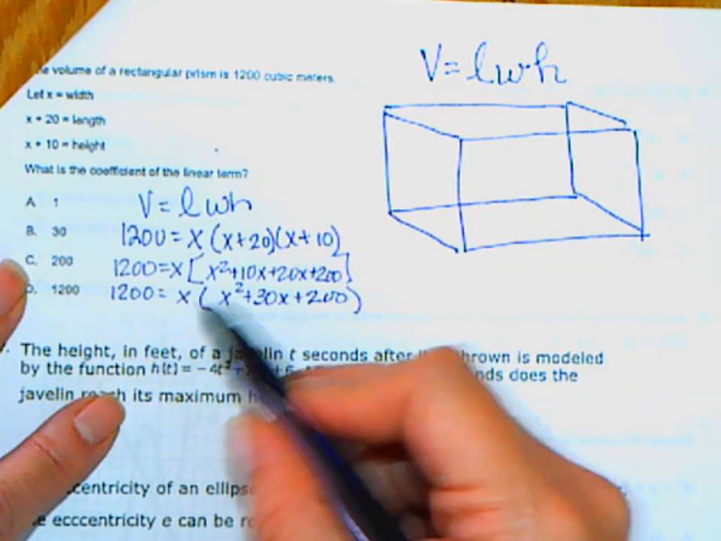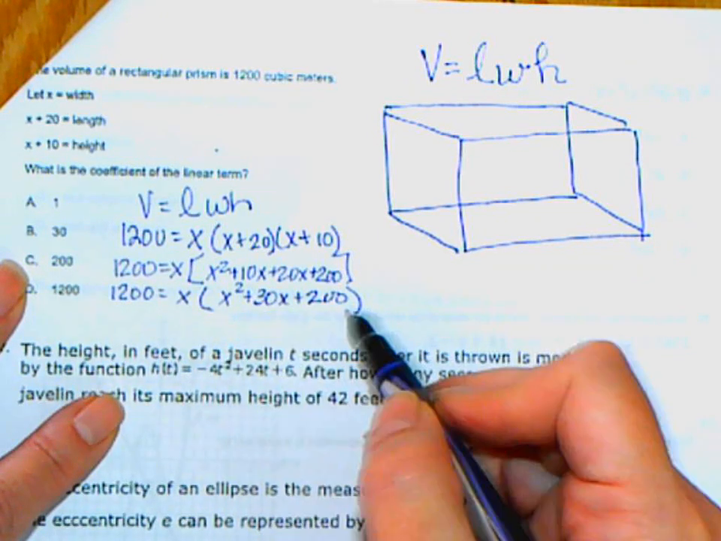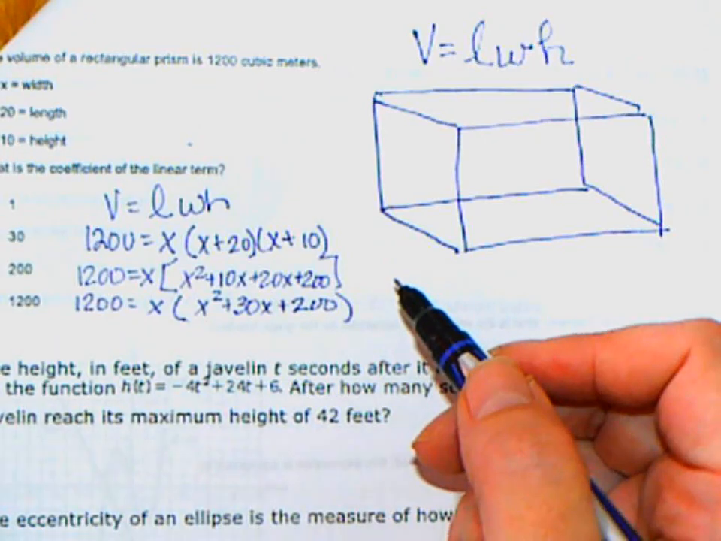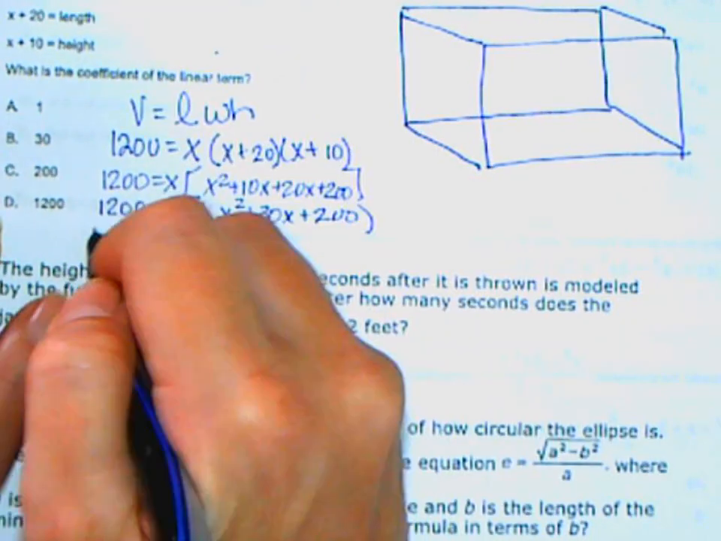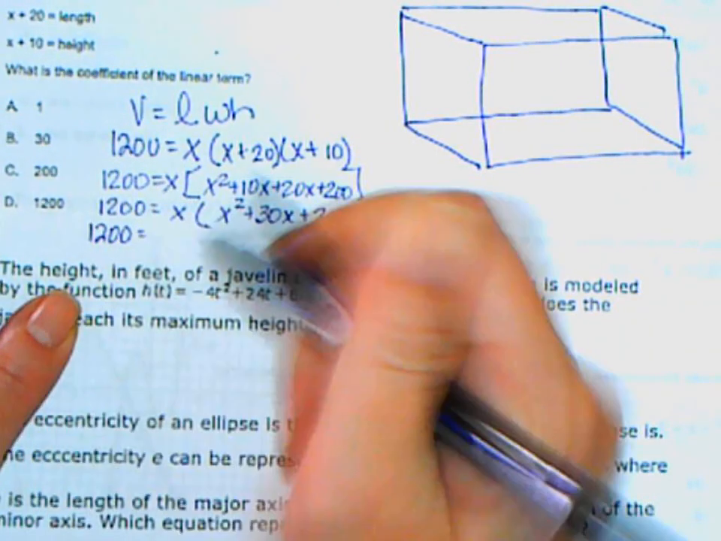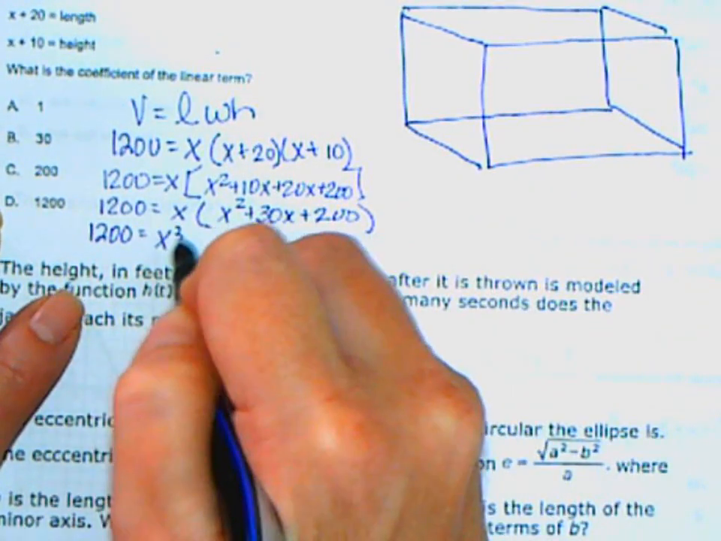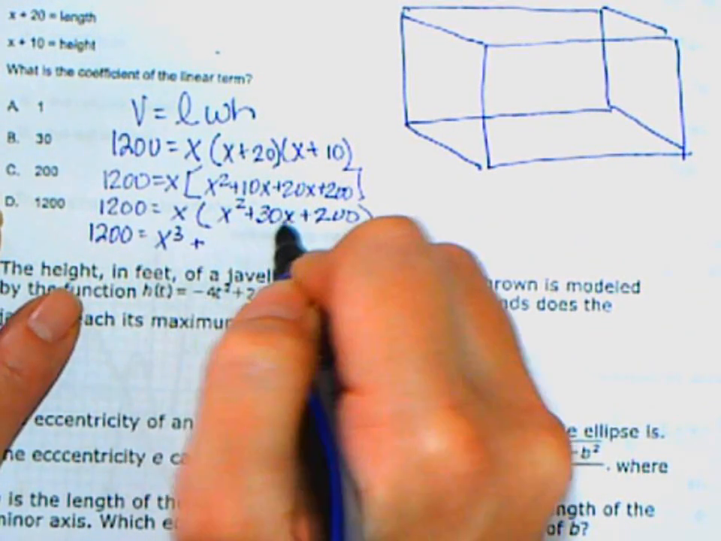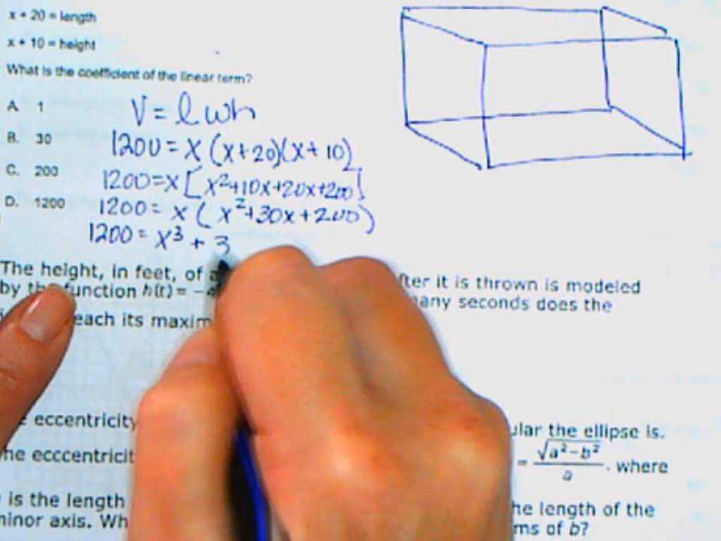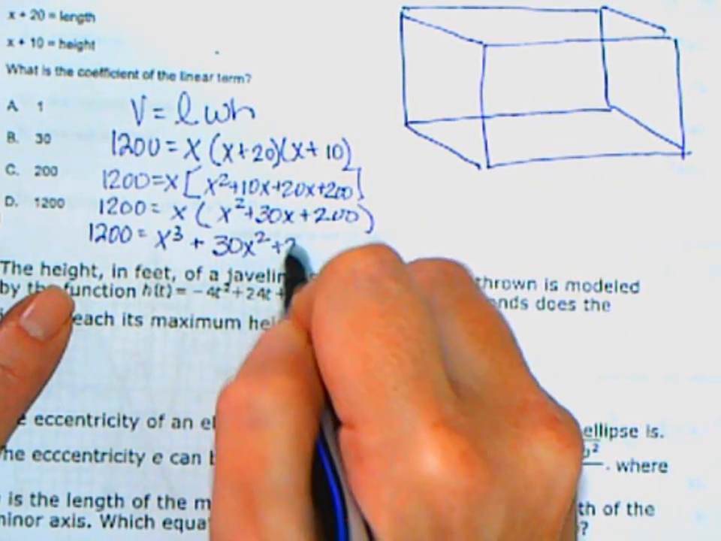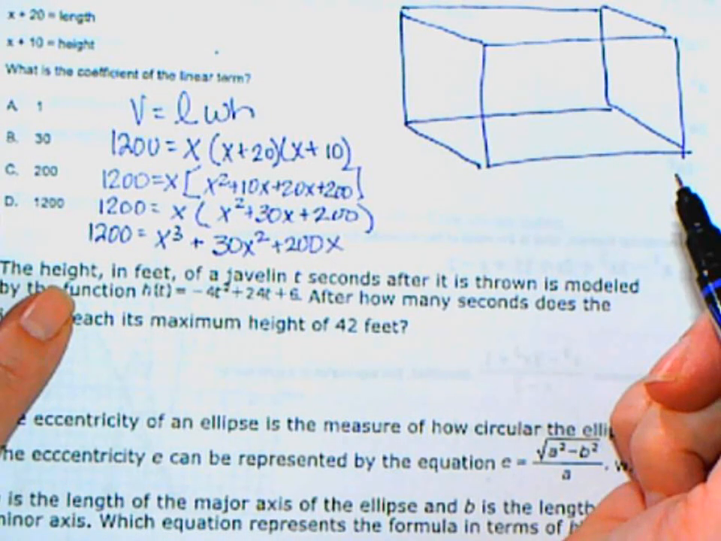So that's x times x squared plus 30x plus 200. And then I'll distribute my x, get rid of my parentheses. So 1,200 equals, what is x times x squared? X cubed. X cubed plus x times positive 30x is positive 30x squared. X times positive 200 is positive 200x.